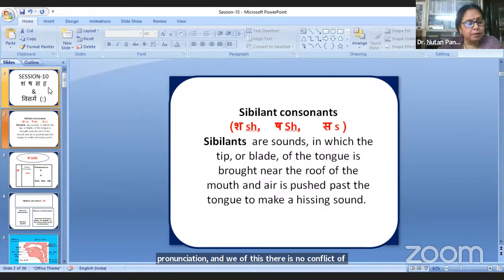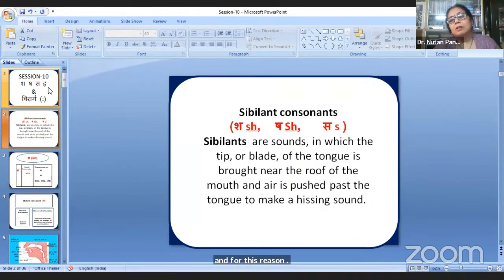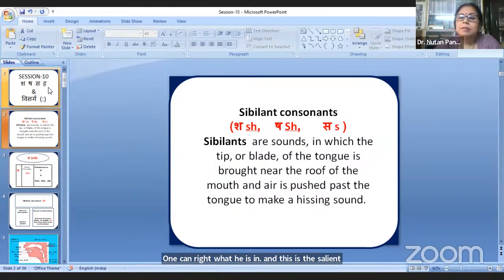There is a separate letter for each syllable, and each letter represents a distinct sound. And for this reason, one can write what he speaks. This is the salient feature of Devanagari script, and it makes this script one of the most scientific scripts of the world.